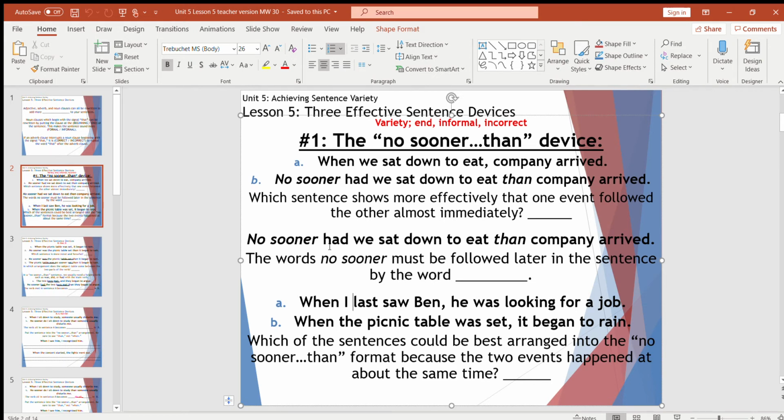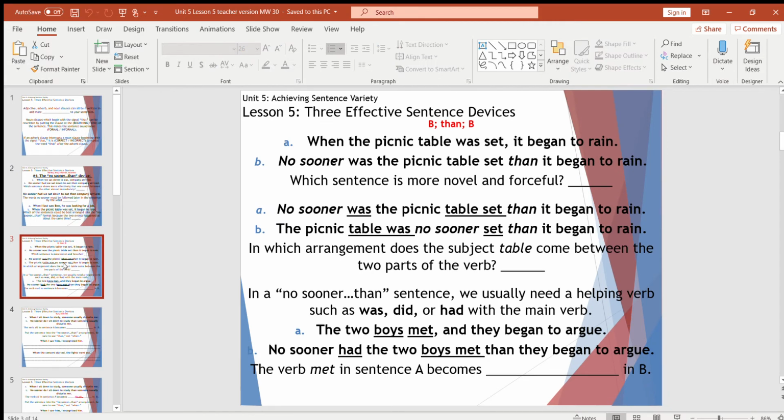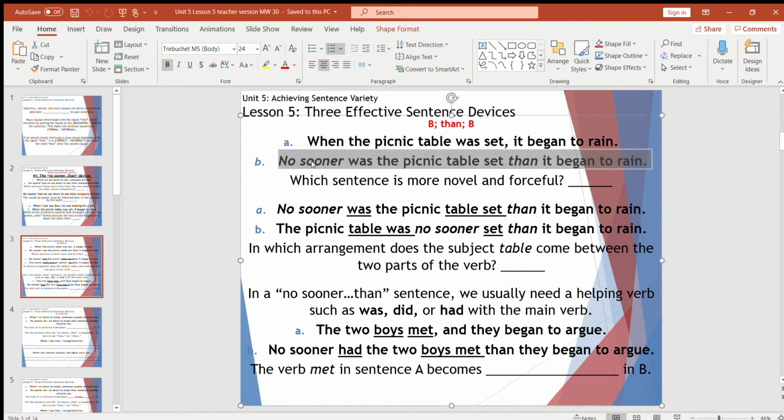So of the 2 sentences, which would be best arranged into that no sooner ... than format? Because the 2 events happen almost at the same time. That would be B, right? We set the picnic table and then boom, oh no, started to rain. Goodbye picnic. So "when the picnic table was set, it began to rain" versus "no sooner was the picnic table set than it began to rain." Which sentence comes across as more novel and forceful and in your face? That would have to be B, right? It's happening almost at the same time.